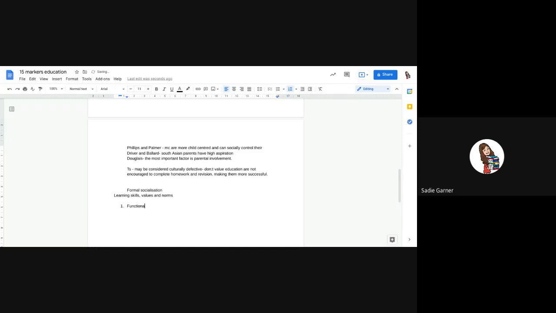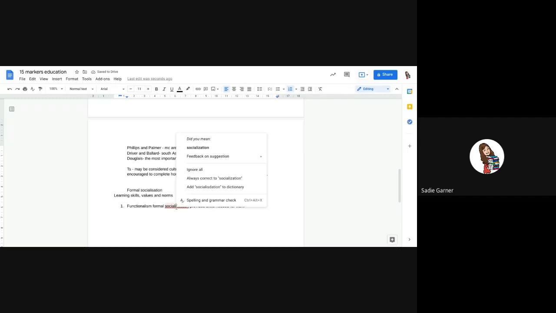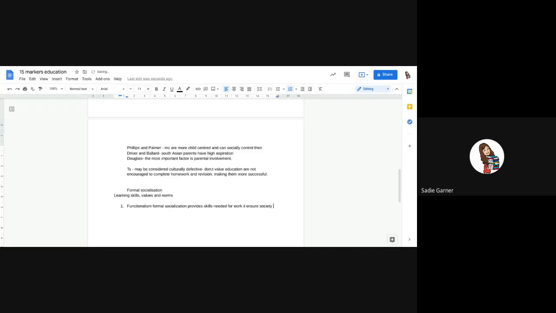Functionalism argues that formal socialization provides skills needed for work. It ensures society continues to function as well. It provides skills needed for work, and formal socialization ensures that society continues to function.